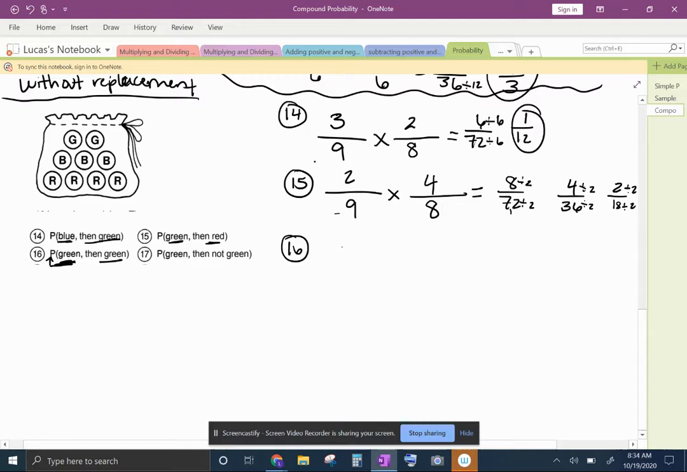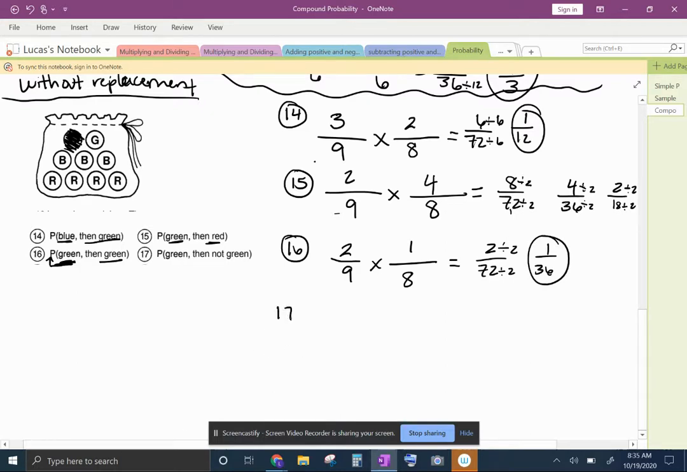So the probability of choosing a green first in the first pick is 2 out of 9. But then I take out this green because I'm not replacing it. And now what's the probability of choosing a green? Well, there's 1 green out of 8 in the bag. So now I'm going to multiply it across. 2 out of 72. I could divide both of these. And then that would be 1 out of 36.